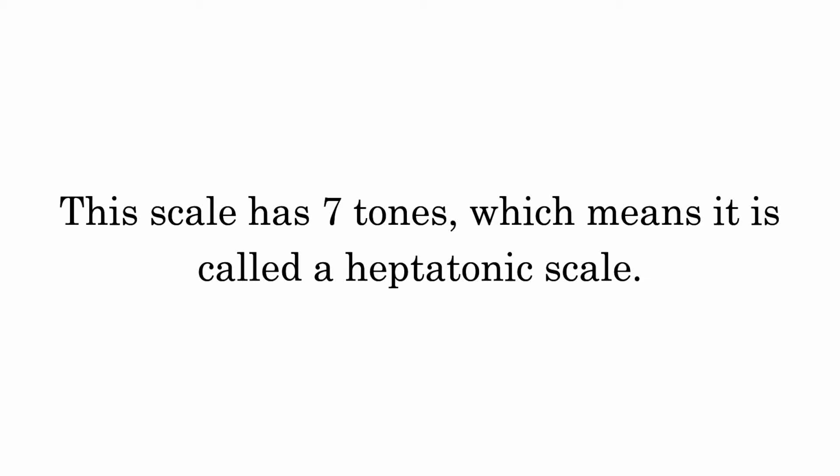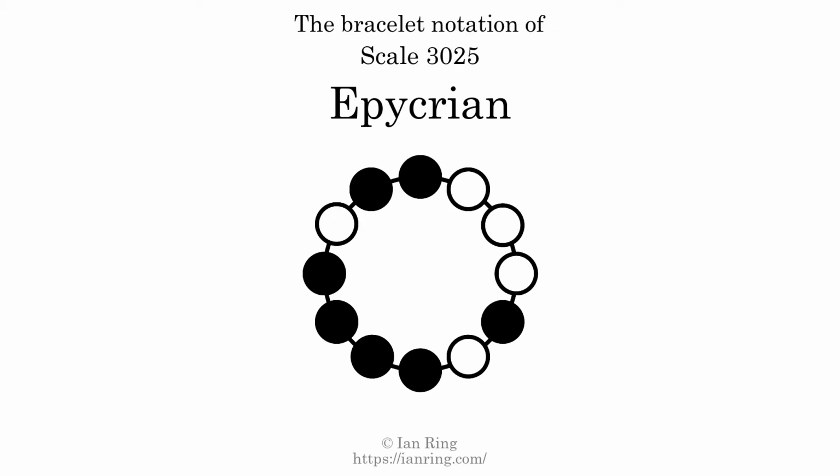This scale has 7 tones, which means it is called a heptatonic scale. This is a bracelet notation diagram of scale 3025. The shaded circles represent tones that appear in the scale, and they are read clockwise, starting at the top.